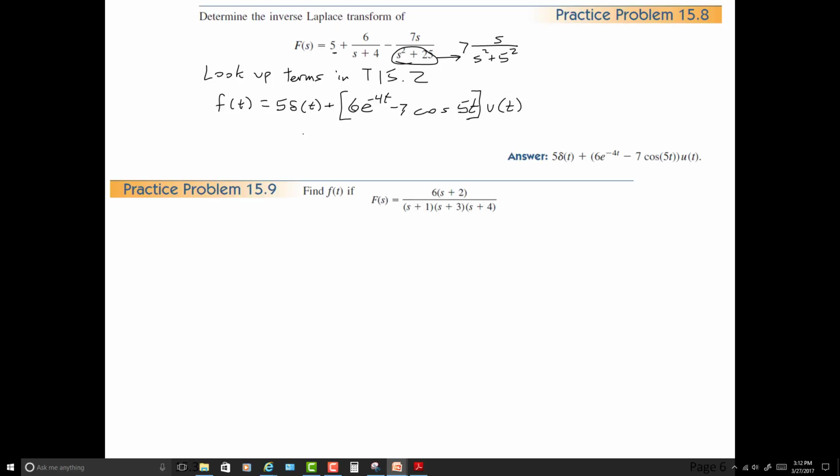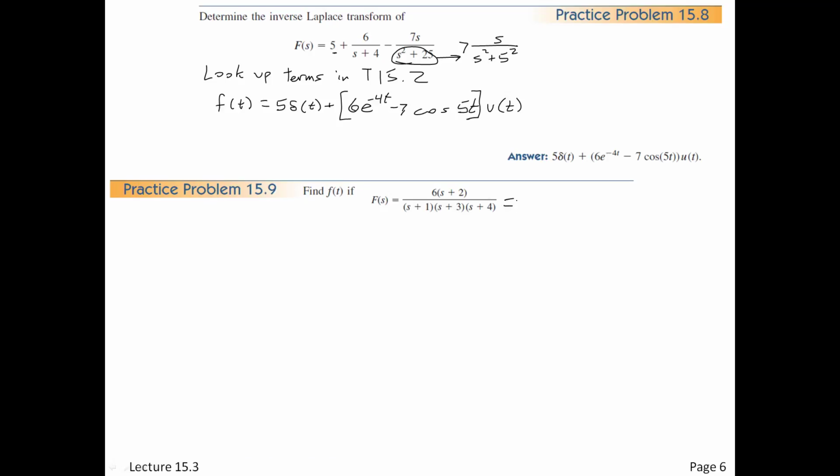So let's try another one here. And this is a little more interesting. We'll actually get to do the expansion. So I'll start over here on the left, give myself plenty of room. I wonder if I can get rid of this at the bottom. Guess not. All right. So here we are with the F of s given, and we're going to rewrite this. I'll just work right off of this.